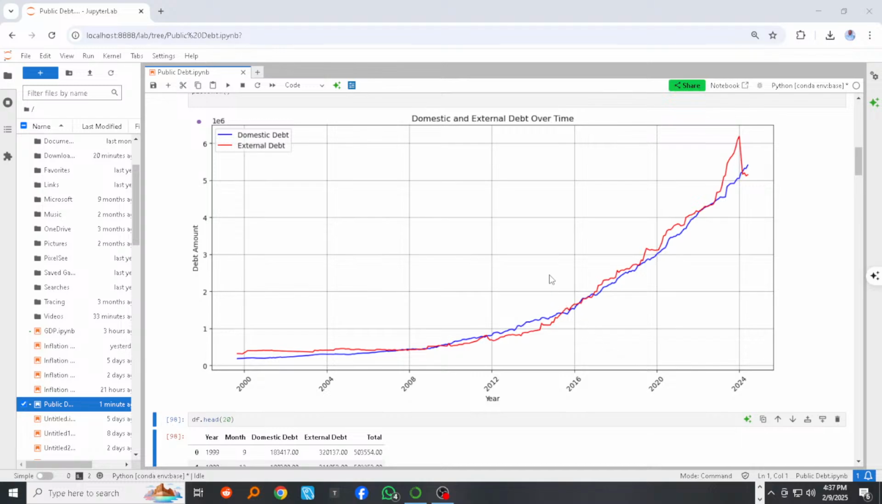So that's the curve as we see it, and the curve speaks for itself. There was this point, 2008, where it looks like the amount of domestic debt and external debt were balancing. And I think this was the second term of President Kibaki.